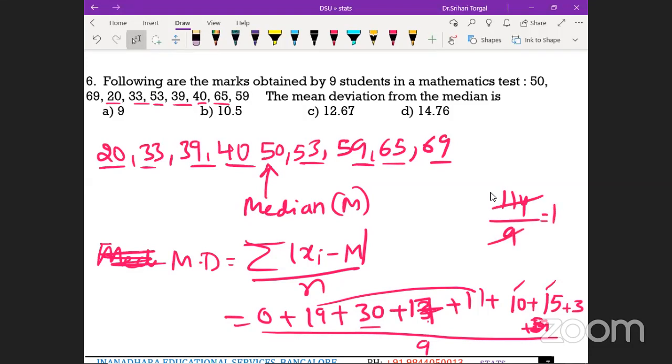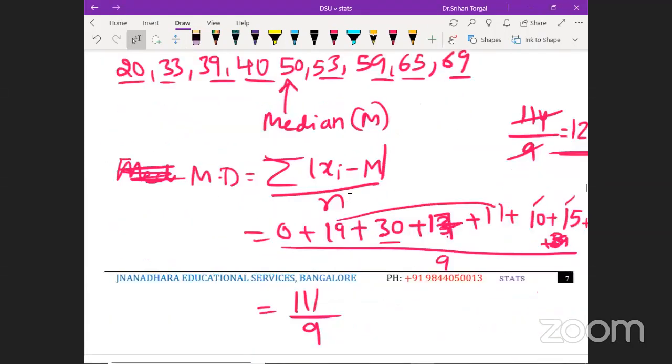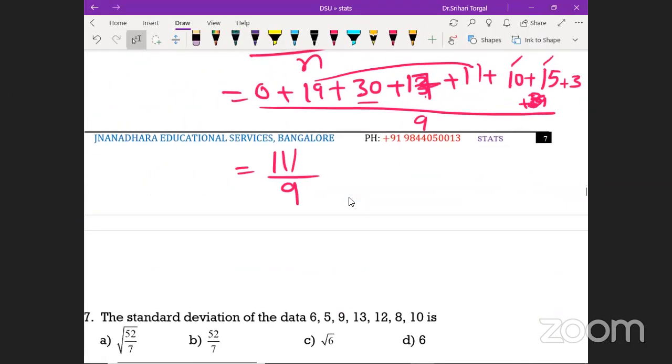114 divided by 9. How much? 9 ones are 9, 24. 9 twos are 18. 6, 7. Yeah. 12.67, option C is the right answer. This is how you have to calculate. A little bit lengthy, but you can calculate easily because the concept is very easy. Remember this is 114 by 9. Okay.